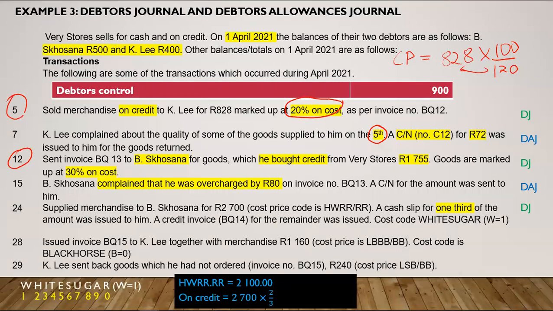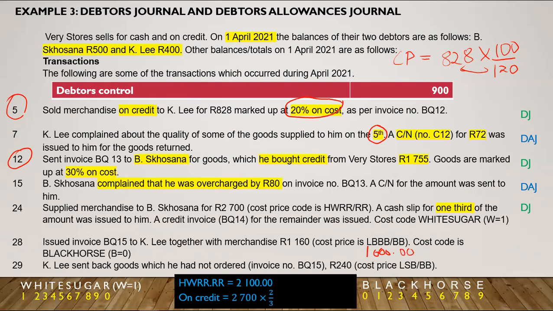On the 28th, we issued invoice to Kaylee together with merchandise worth 1,160, but we didn't have the cost price. Instead, they gave us the cost code. So we need to break it down. Black horse, they said B is 0, so B will be 0, L will be 1 up to 9. Okay? So if the cost code is LBB, L is 1, B is 0, 0, 0, dot 0, 0. So the cost price here will be 1,000.